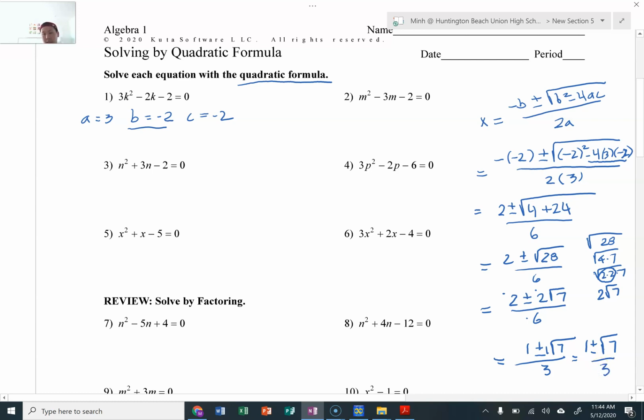Okay, that's it, guys. It's a little bit of work. That's why I only assigned you guys 6 problems. I did 1. You only have 5 more of the quadratic formulas, and then the rest is review.